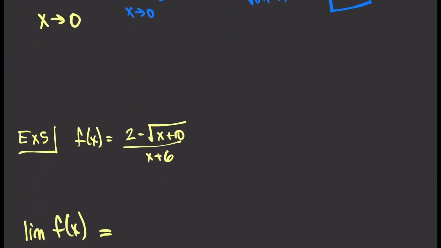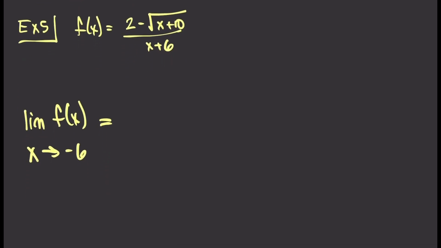All right, let's try one that's a little bit more challenging. So again, the first thing we would try to do, direct substitution. I can see here I'm going to plug in a negative 6. Well, that's going to be a problem, because negative 6 plus 6, that's going to be a 0. So I know I need to rationalize this numerator if I have any hope of evaluating this limit. So the conjugate of 2 minus square root of x plus 10 is 2 plus square root of x plus 10, over 2 plus square root of x plus 10.